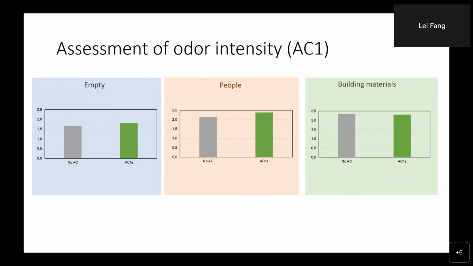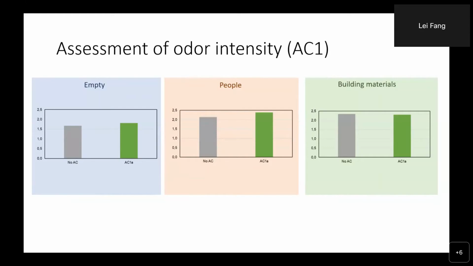So here are some of the results. For the first stage of the experiment, we mainly focus on whether the air cleaner itself will pollute the air or not. So these are the 3 results when we ask the subject to assess the odor intensity of the air.